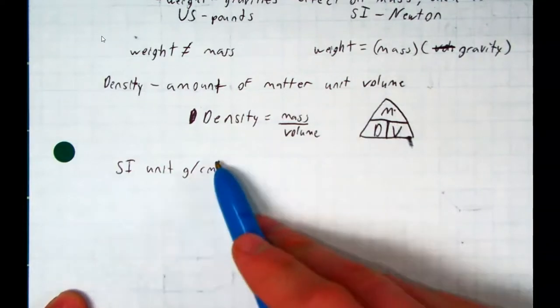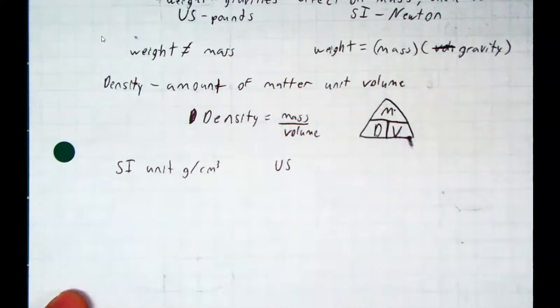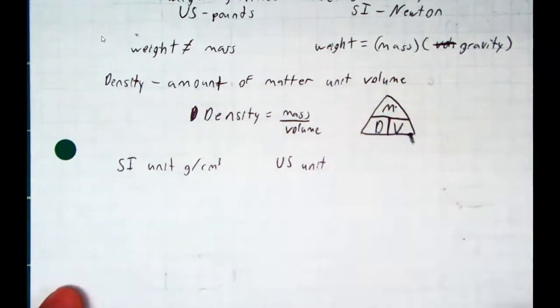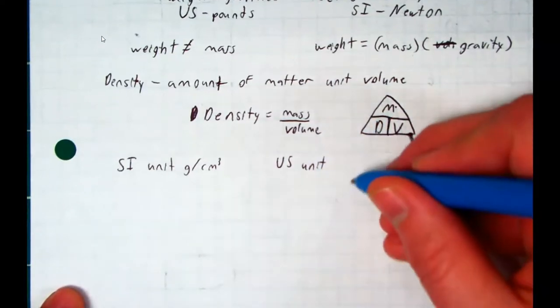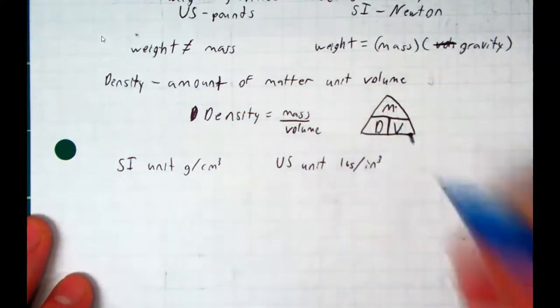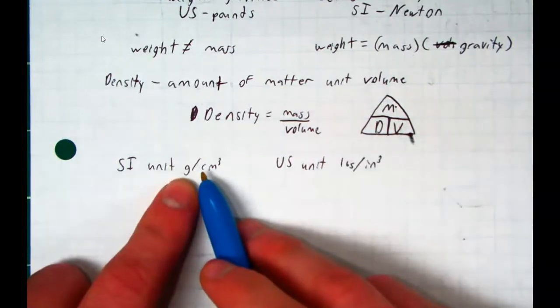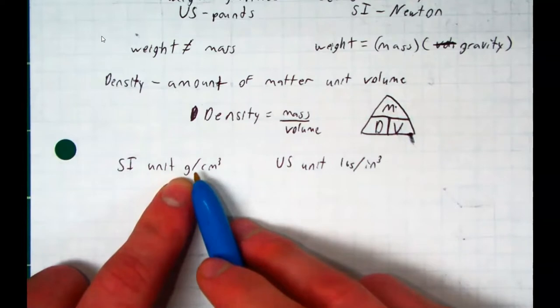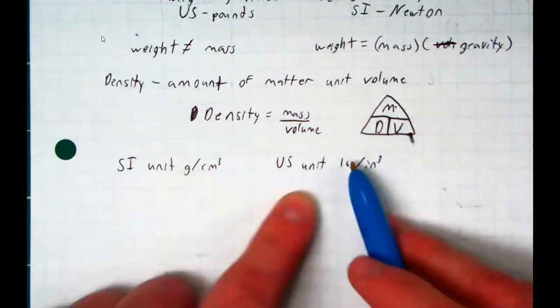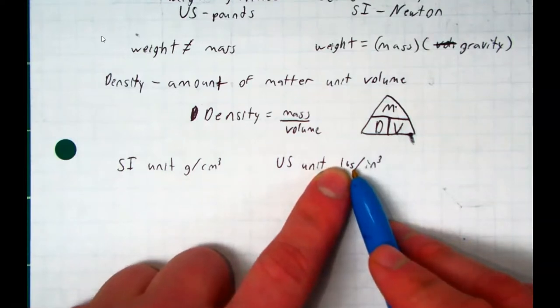Now, in the metric system, or SI, the density unit is grams per centimeter cubed. The mass divided by the volume. In the US, the unit is pounds per inches cubed. Now, you'll notice that the metric system is using mass, but the US system is using weight. Shouldn't that be slugs per inches cubed?